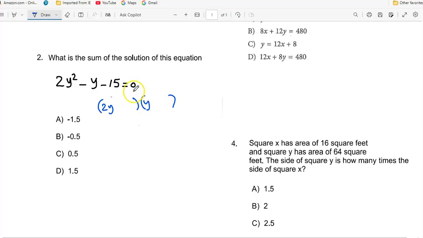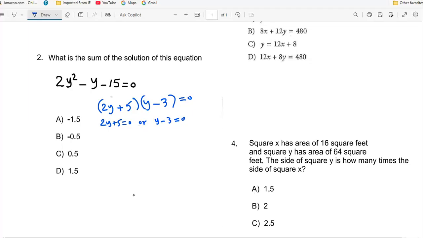What about 3 here and 5 here? Yes, 3 here and 5 here. Why is that? Because that's going to give us 6, and 5 with opposite sign, that is negative 1. So I'm going to put negative 3, positive 5, that equals 0, right? So from here we're going to put each one of the factors equal to 0. 2y plus 5 equals 0, or y minus 3 equals 0.